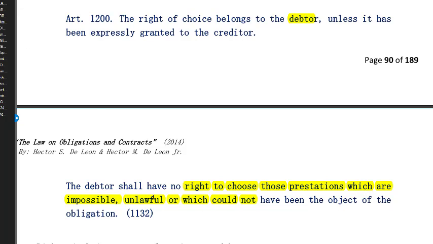Since madali lang naman intindihin ang provision na to, ang sinasabi lang diyan, kapag po sa alternative obligation, ang right to choose belongs to the debtor unless lang yun ay i-grant natin expressly to the creditor. Pero, even though he has the right to choose si debtor na mamili doon man kung saaling sa mga objects na subject or prestation, ay dapat hindi daw niya pipiliin yung impossible, hindi niya dapat pipiliin yung unlawful, or which could not have been the object of the obligation.